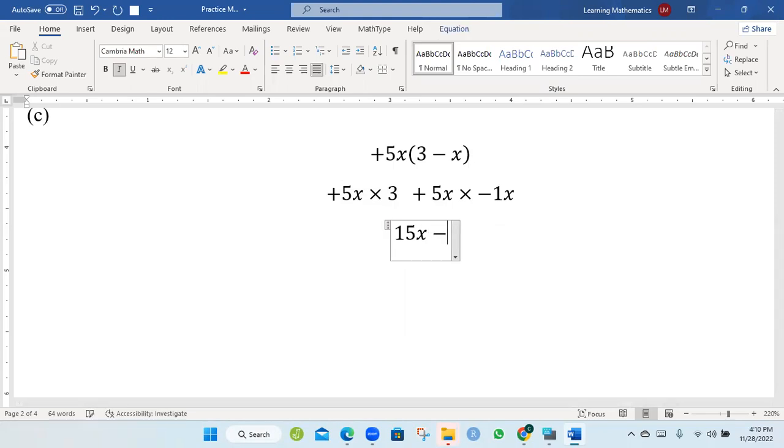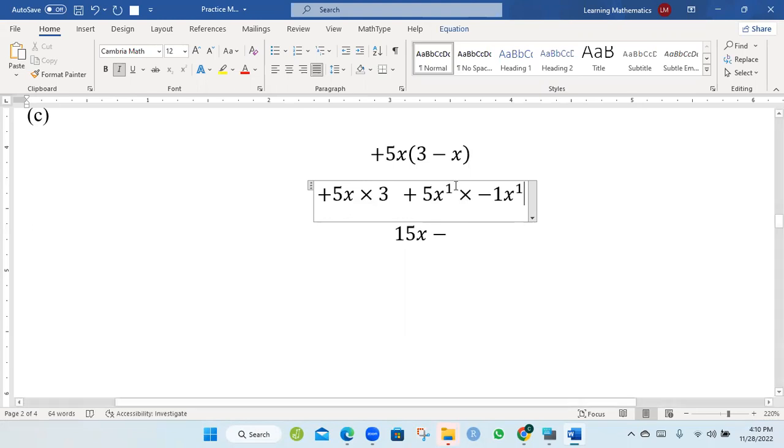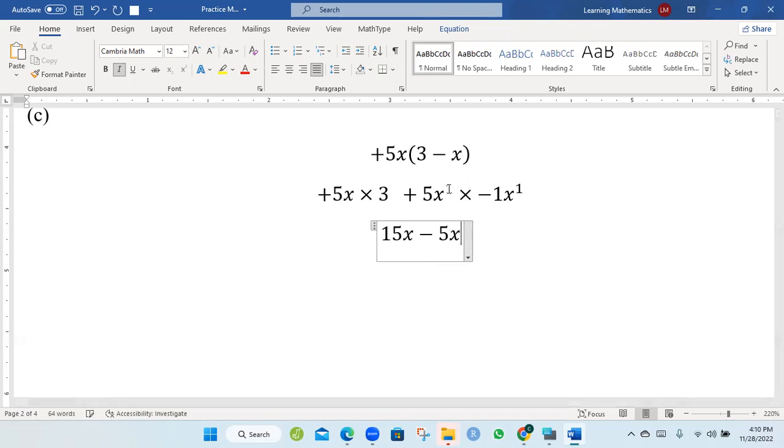But if you notice now, we have x times x. That's x raised to the 1 power. If you don't see a power, if you don't see an exponent, there is a 1. So 5x to the 1 times -1x to the 1. The reason why, because x times x is x squared. Because we are adding 1 plus 1. That 1 there plus that 1 here will give us a 2. So that's why x times x is x squared. So a 5x times a -1x is a -5x squared.